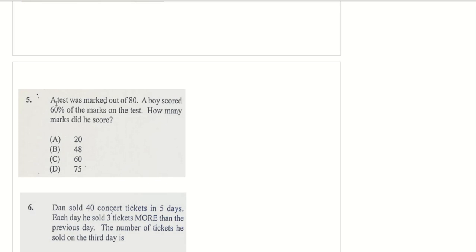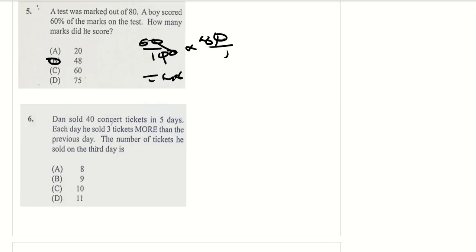This question, we did this already. A test is marked out of 80. A boy scored 60% of the marks on the test. How much did the boy score? That's 60% of 80, which I believe is 48, but let's just do it. 60 over 100 multiplied by 80 over 1. Cross out this, cross out this. 6 8s are 48. So the answer is 48.